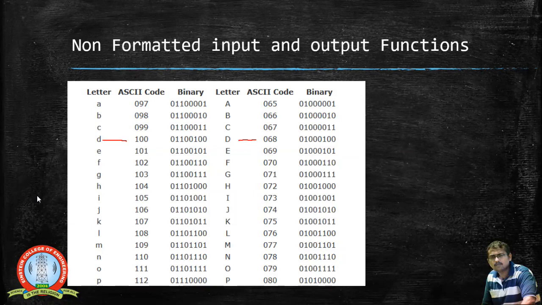So this shows all the corresponding ASCII values. The lowercase a has the ASCII value 97, and the uppercase A takes the ASCII value 65. And when you look at the difference between a and A, it is 32.